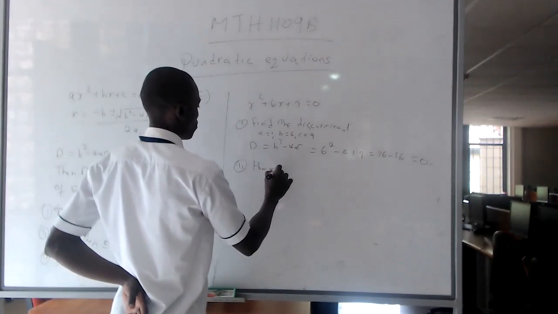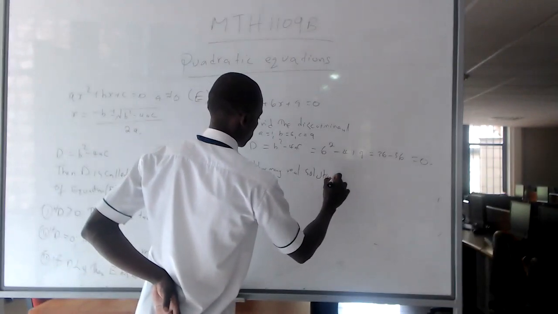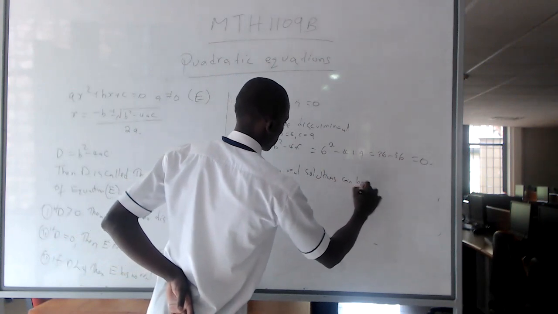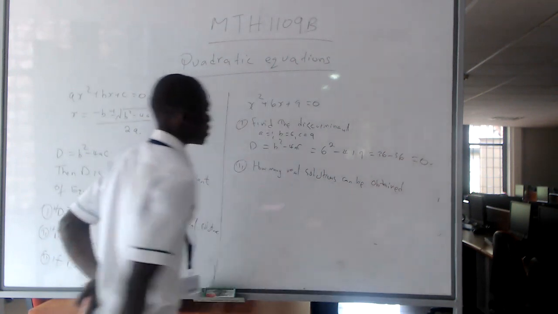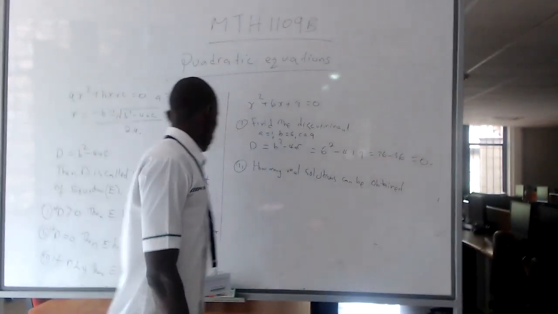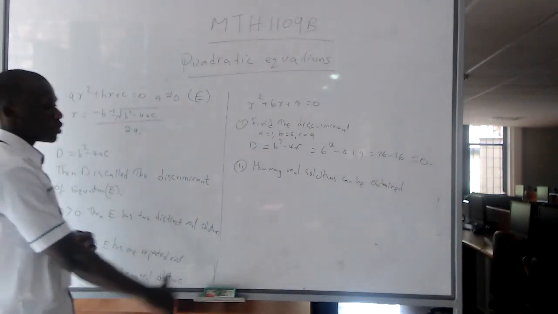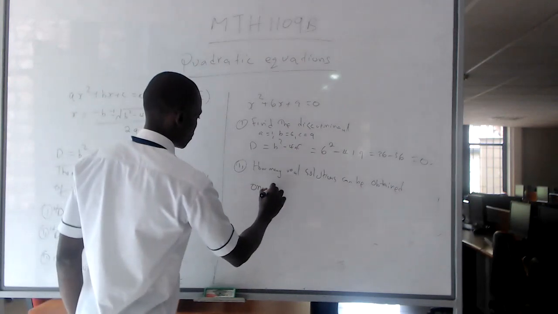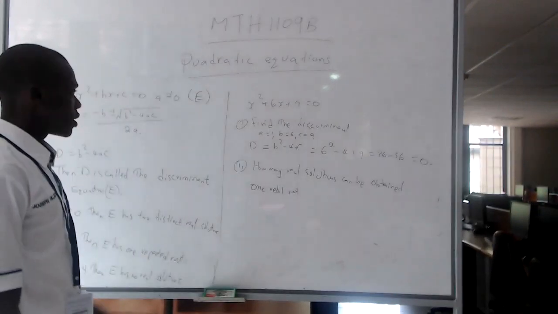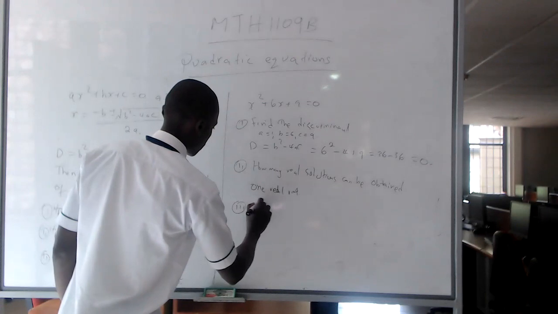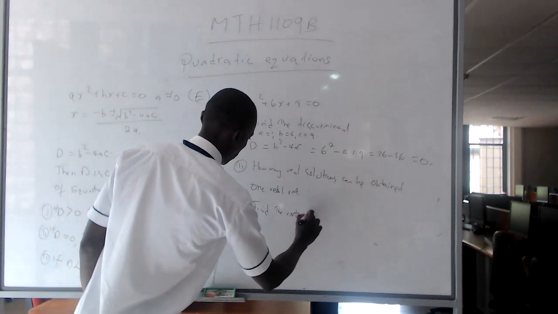Part 2, how many real solutions can be obtained? So we're using the discriminant. We know that if the discriminant is 0, it has only one repeated root. So by the property, you can only get one root. Then the third part of the question is, find the roots, if any.